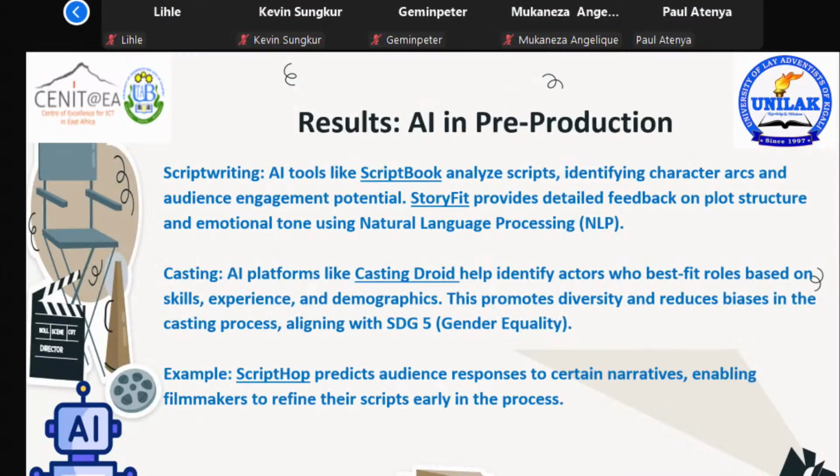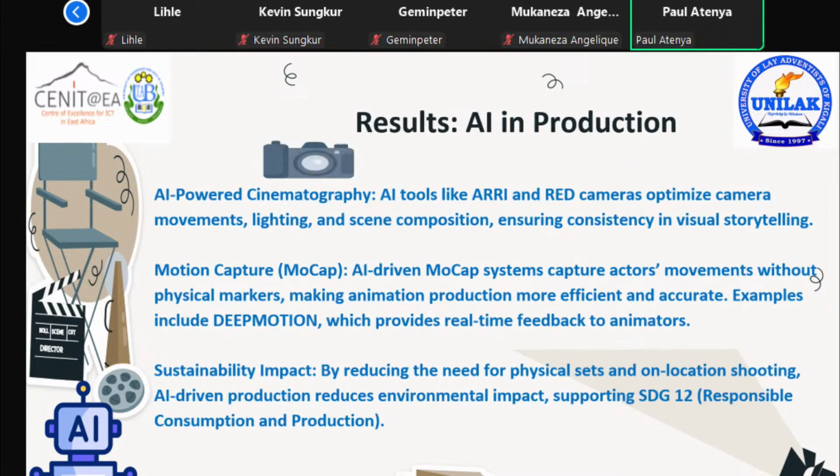And a good example is Script Hope, which predicts also the audience response in certain narratives. And this is also so much in line with the SDG. And as a filmmaker, it's something that has come to change a great deal.